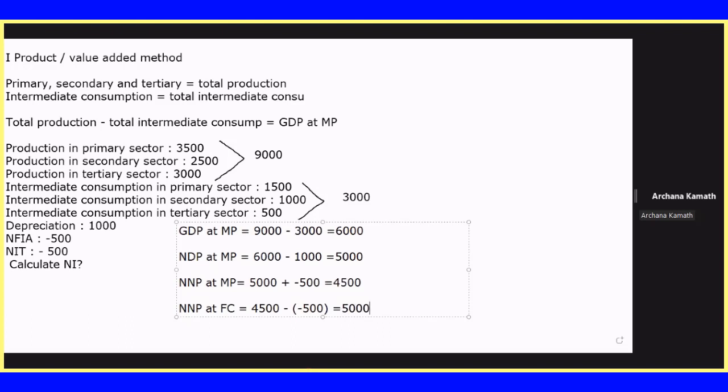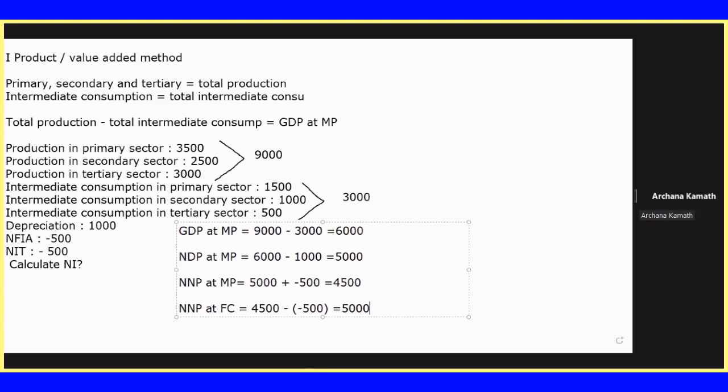Yes, answer is 5,000. GDP at market price is obtained. I went to finding out NDP at market price, deducted depreciation so that I reached NDP at market price. From there, moved on to find out NNP at market price. You have to add NFIA, but here NFIA is negative. So the mathematical calculation helped me to deduct it. And then factor cost, again, net indirect tax is a negative value. Double negation of mathematical operation, then it becomes 5,000 as the value.